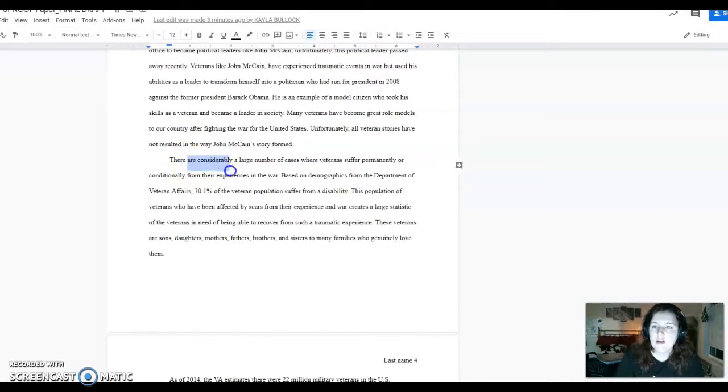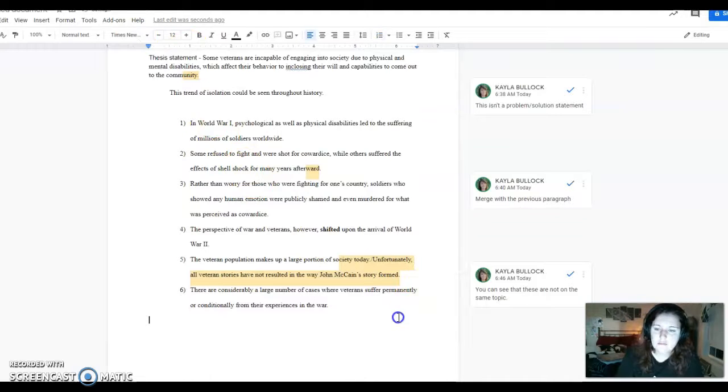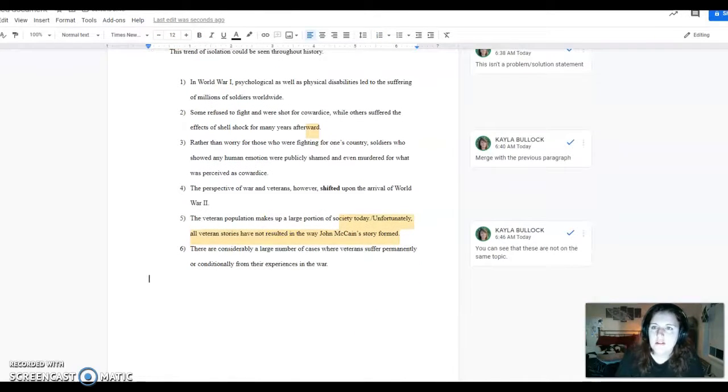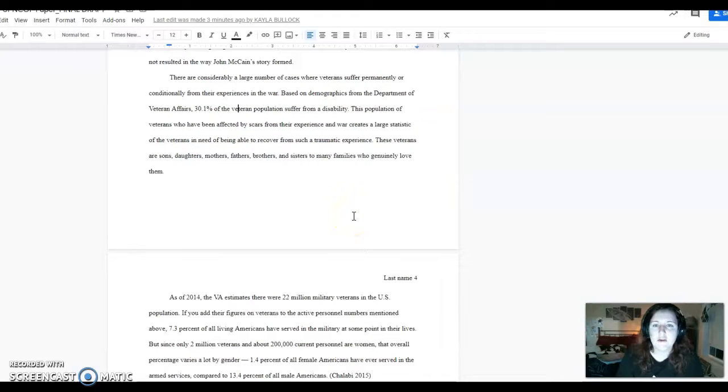There are considerably a large number of cases where veterans suffer permanently or conditionally from their experiences in war. All right. This looks like a solid claim that can be proven with evidence. All right, so let's look at how they prove it. All right, they got a statistic, also no in-text citation again. That's a little problematic. But it's proving the claim that 30% basically of the veteran population suffer from a disability.